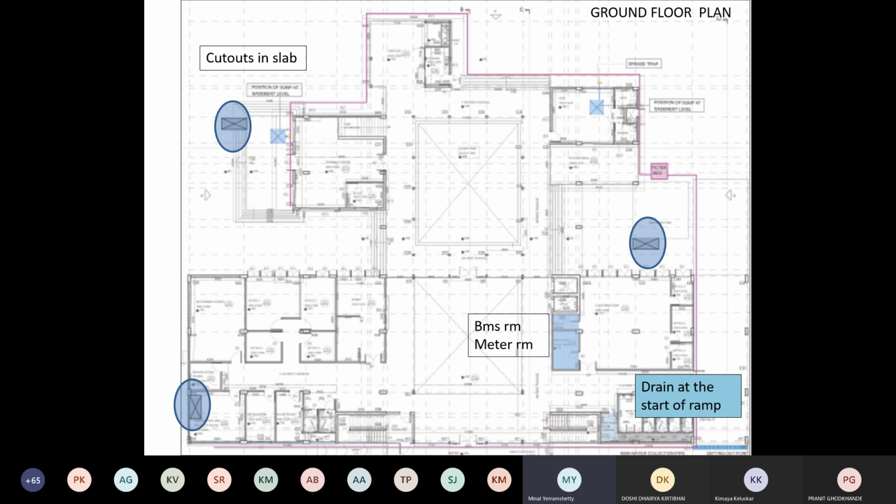Now if you see these three circles, when we talked about mechanical ventilation, I said that they are the fan rooms. Now a fan room is not magic. It takes air. What is the fan doing?